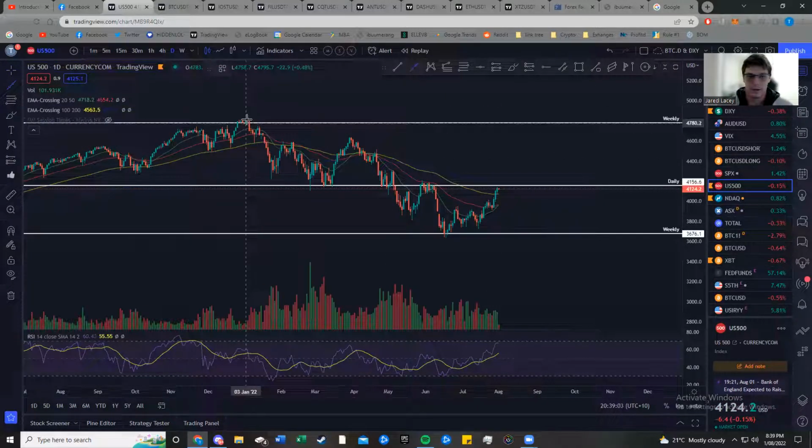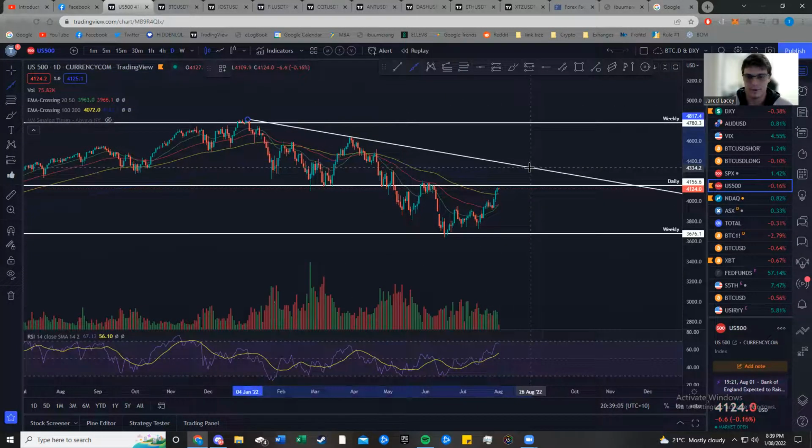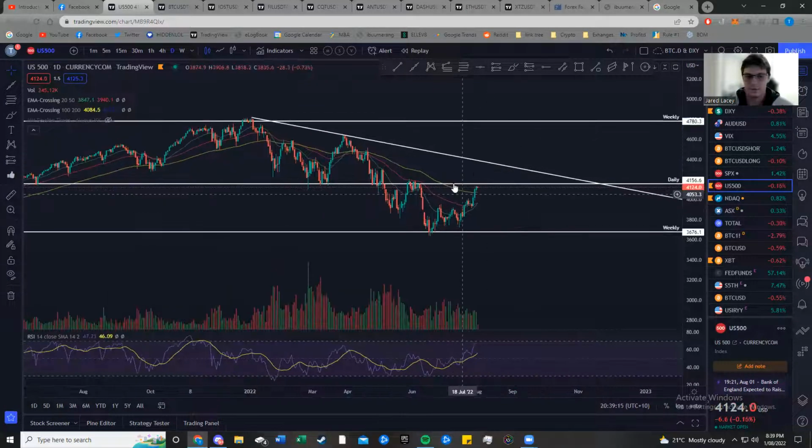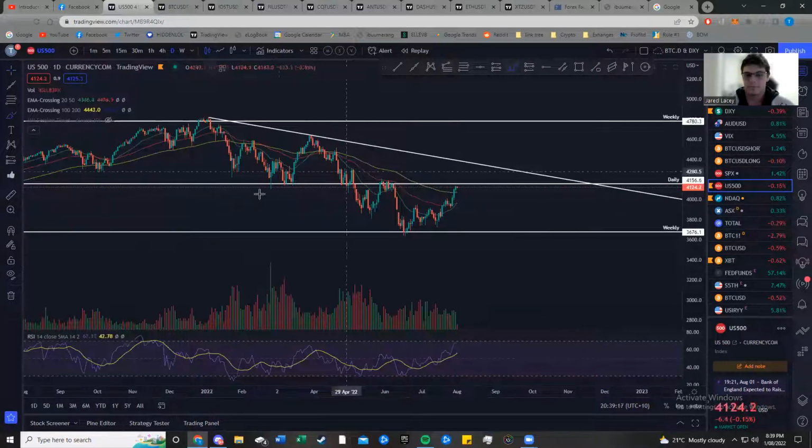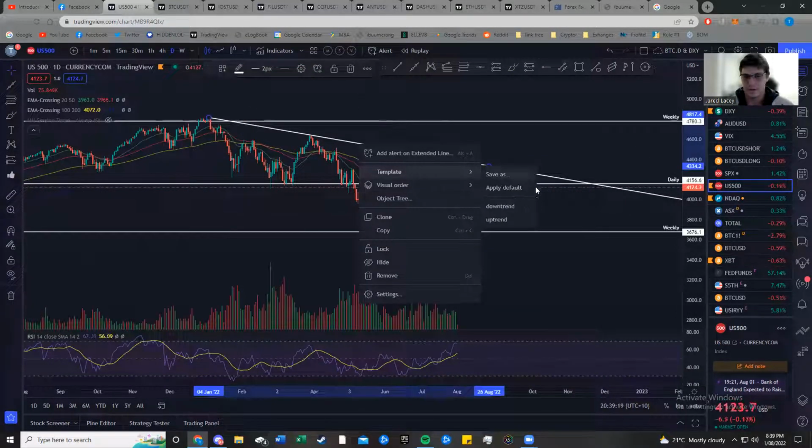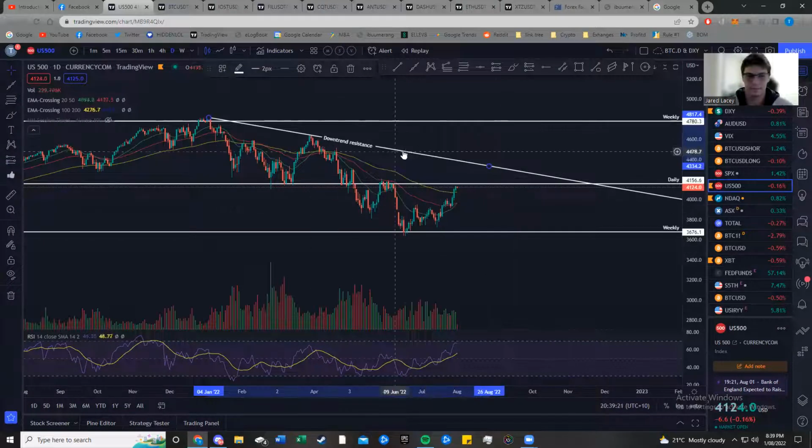Once again, we'll do our downtrend resistance. So this was our high. We pushed down to a support and we pushed back up. That's where we will make our next touch. So let me just mark this downtrend.